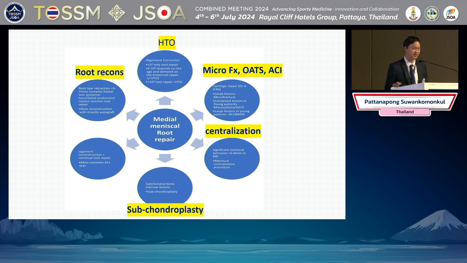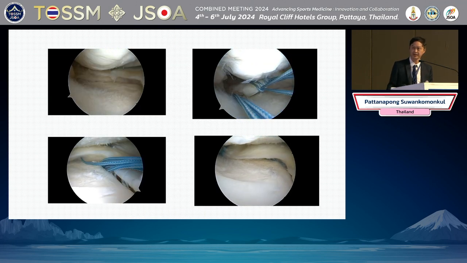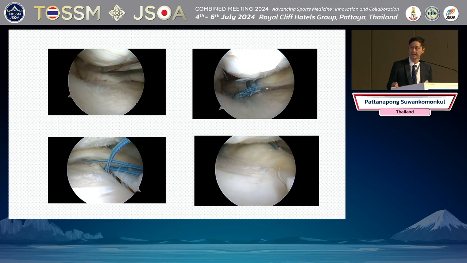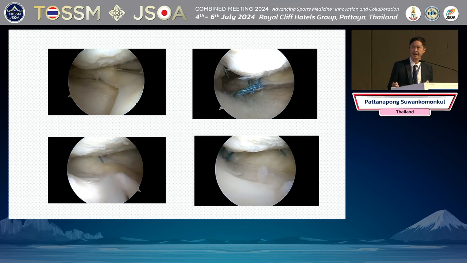And the cartilage treatment depends on the area of the cartilage problem. You should do microfracture or ACI. As in Dr. Koga's lecture also, if the extrusion is more than 6 or 8, you need to do centralization. So this is my case. They have a root tear and a lot of extrusion. I do the centralization and root repair.